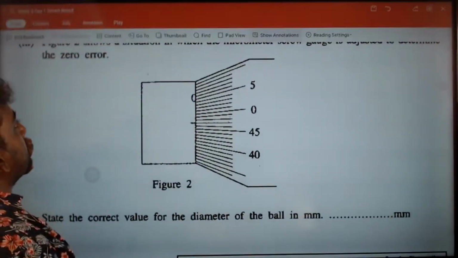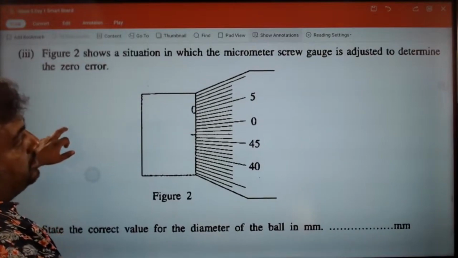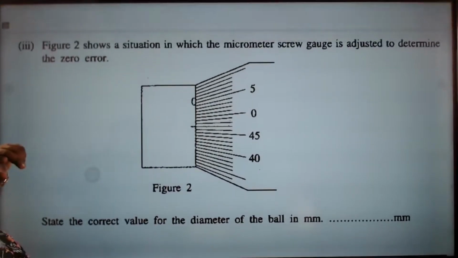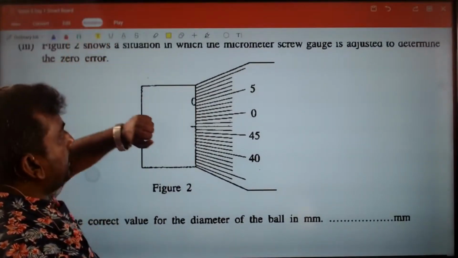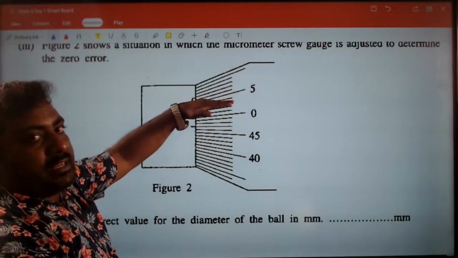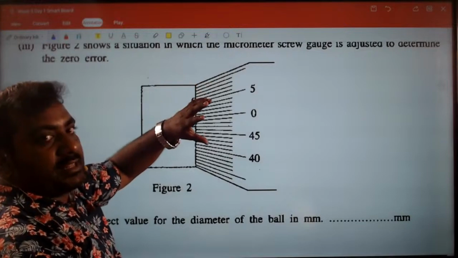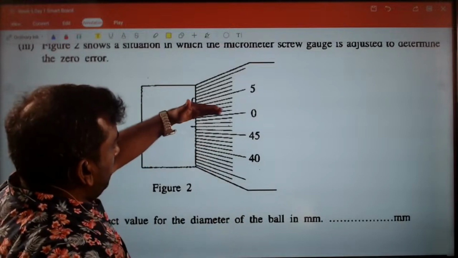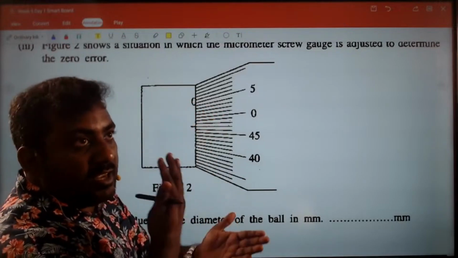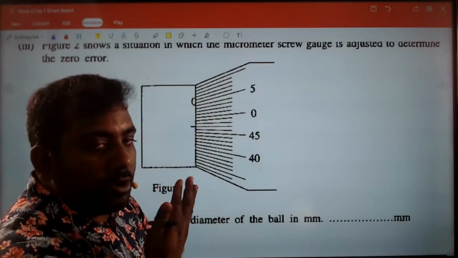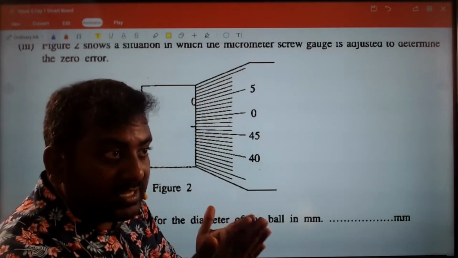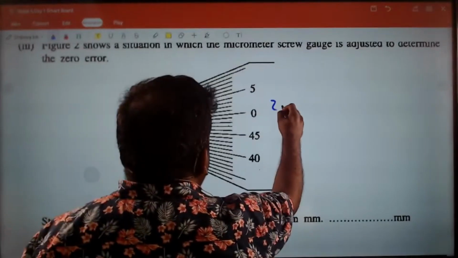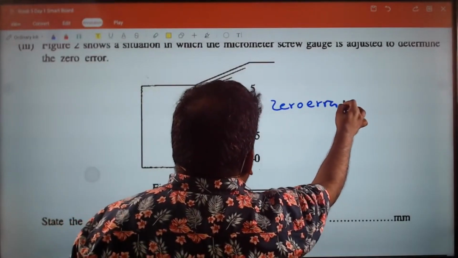Figure 2 shows the situation where the micrometer screw gauge is set to determine the zero error. Tell me, the circular scale is above the linear scale. Are you reading more than the actual value or less than the actual value? Actually what happens is you're rotating this anti-clockwise. Here to here the measurement disappears. You're reading less than the actual value. If you're reading less than the actual value, this is a negative zero error.